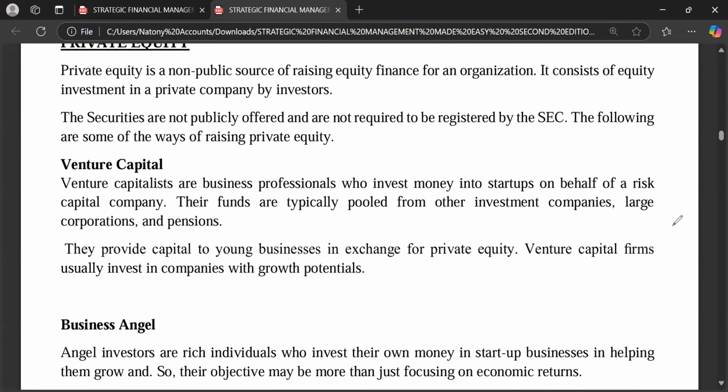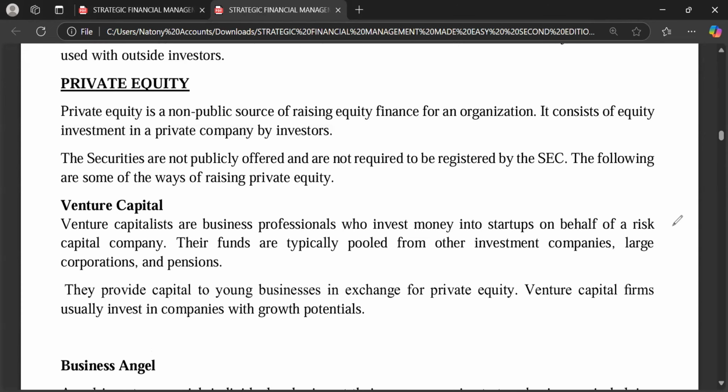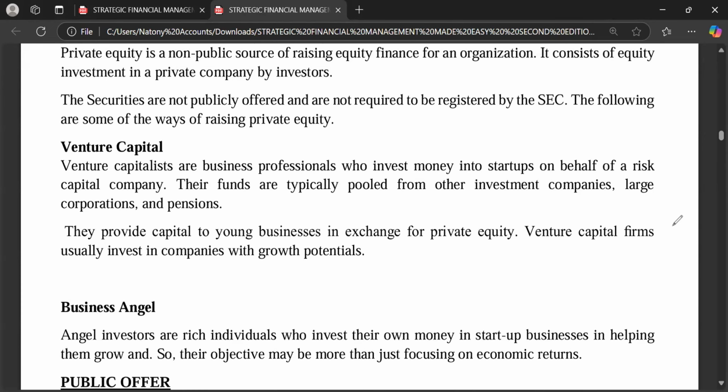Venture capitalists are part of the private equity companies, along with business angels. These are people who basically invest in startup businesses. Venture capitalists are professionals who invest money into startups on behalf of a company, a risk company. But business angels invest their own money into startups. Most of the time, they tend to provide mentorship to these smaller companies. Venture capitalists supply other people's funds, while business angels finance using their own money.